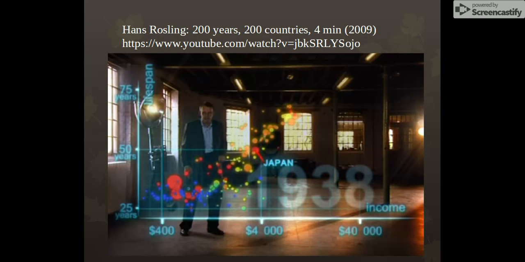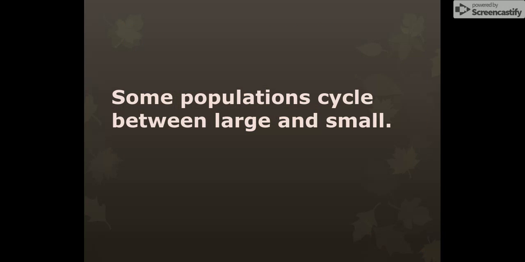This is a video by Hans Rosling. It's very interesting. It looks at lifespan and wealth of various countries over the last 200 years and how that has changed, especially as we look at things like industrialization. So I encourage you to watch this video.